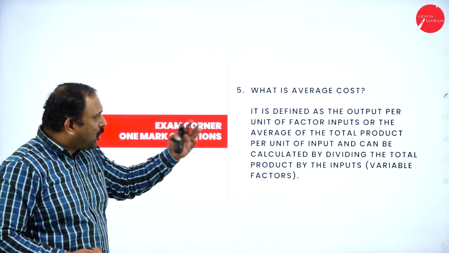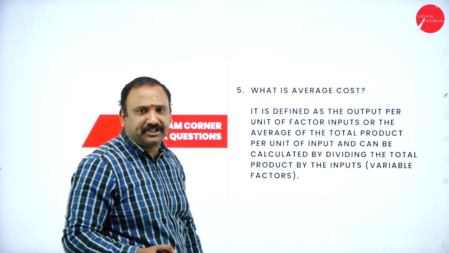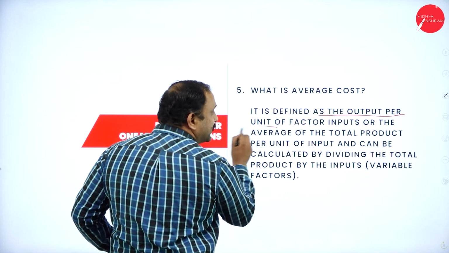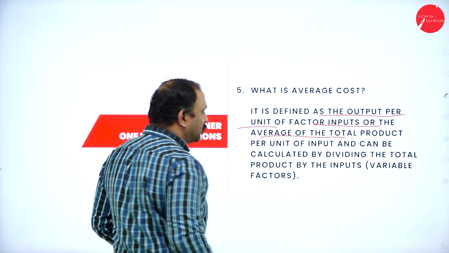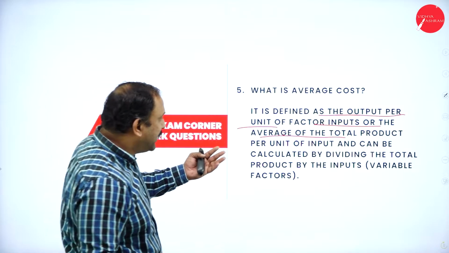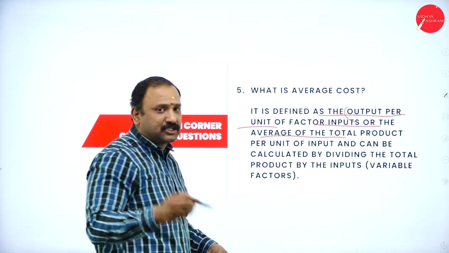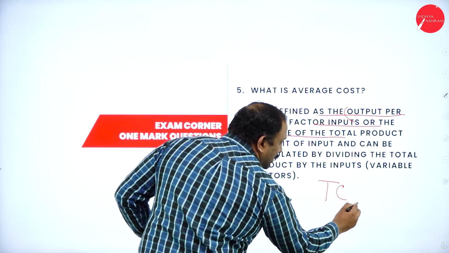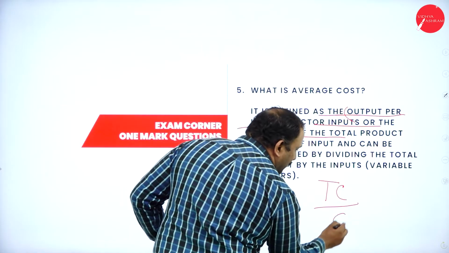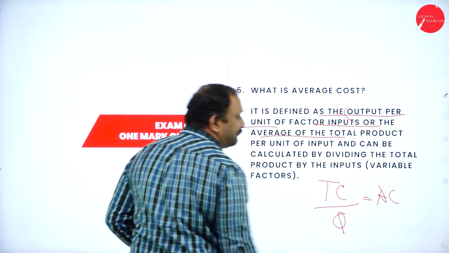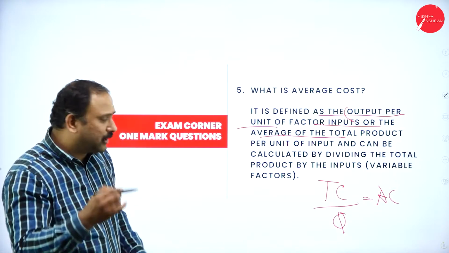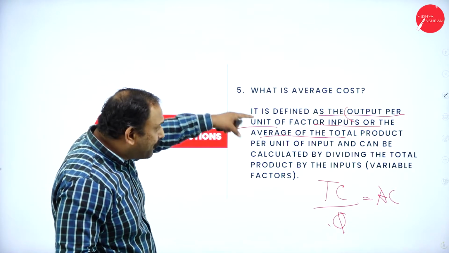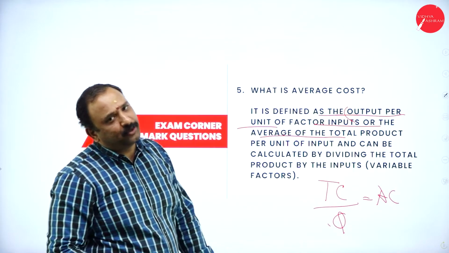Followed by, now what is an average cost? We have spoken about it in the chapter summary, but coming back here, it is defined as the output per unit of factor inputs, or the average of the total product per input. So I'm going to use the words output per input factor. Why am I bringing this? This is something like total product, or when I say total cost divided by the quantity, this will give you your average cost. So when you divide the total cost by the quantity, you get the average cost, as an output per unit of the factor inputs that has been taken into account.